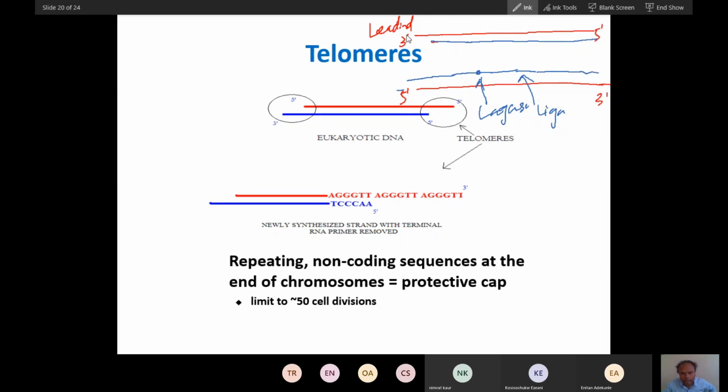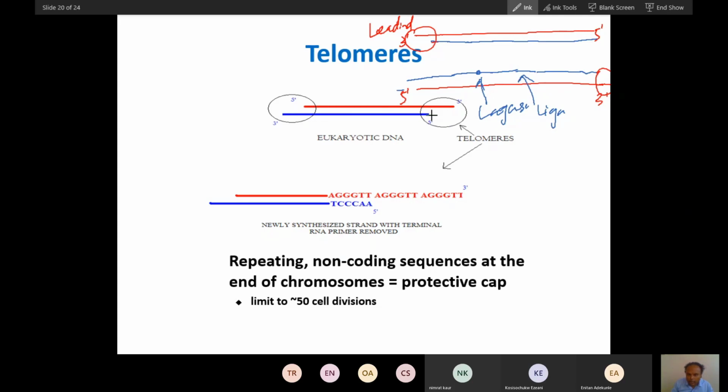There will be a gap at the end, at the 3' end of the old strand. You can see a gap here, a gap like this at the 3' end of the old strand. So there is formation of gaps here, and there will not be complete DNA formation at the end.